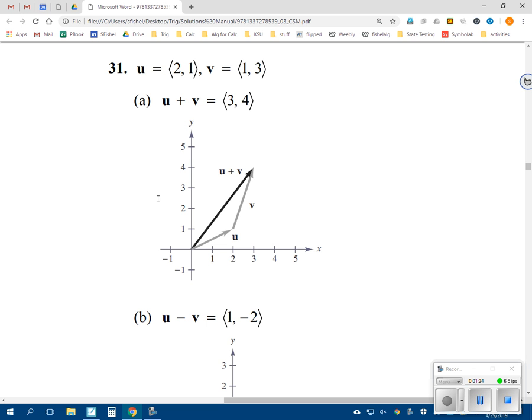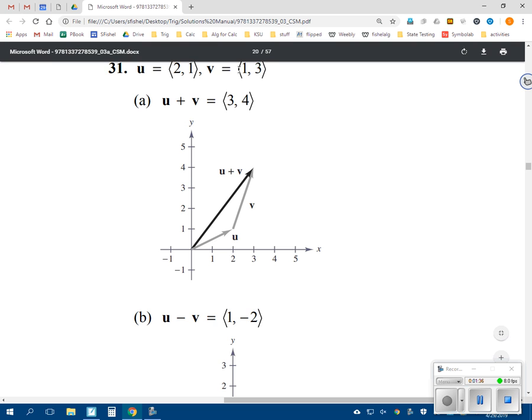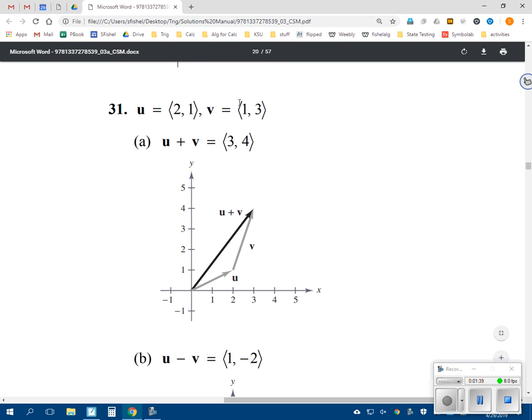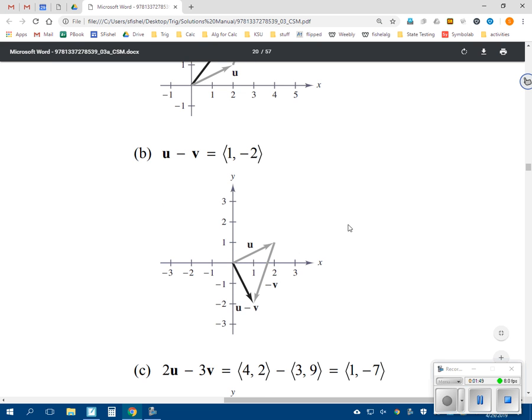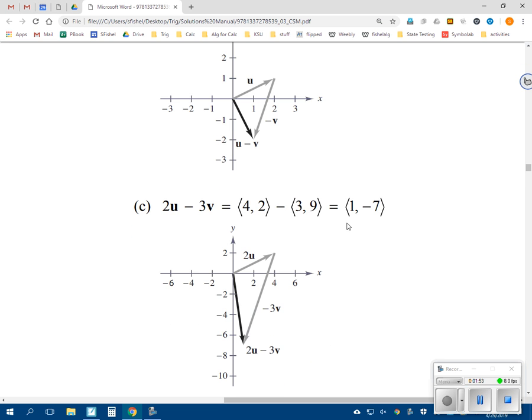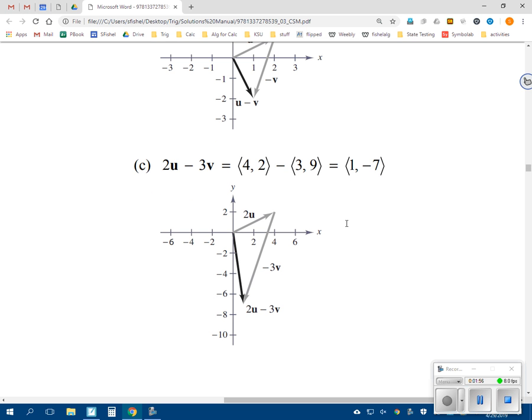Here's 31. They gave you the component form of u and v and asked you to find u plus v. So finding u plus v, you would just add your x components and your y components. So 2 plus 1 is 3, 1 plus 3 is 4. And then they also asked you to sketch it. So there's the sketch. Here's u minus v and 2u minus 3v. 1, negative 7.